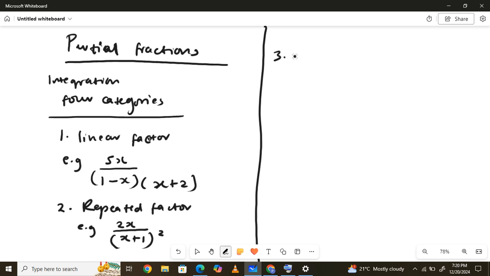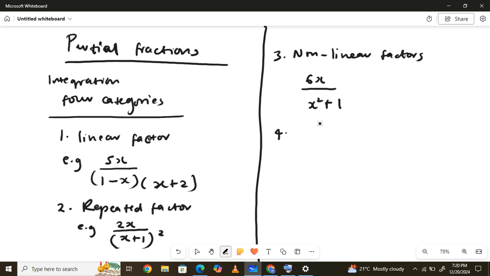Lastly, we have the nonlinear factors, and by nonlinear factors we mean these factors cannot be factorized. They are called the nonlinear factors or other factors. For example, you can be given 6x over x squared plus 1. X squared plus 1 cannot be factorized.